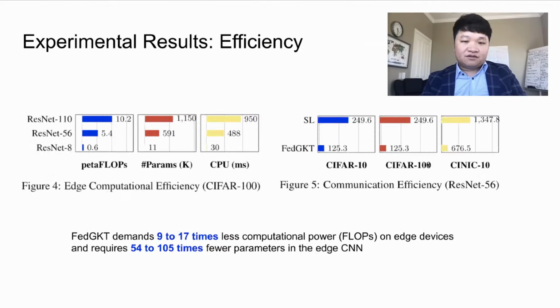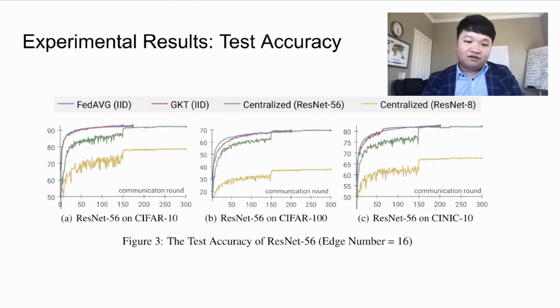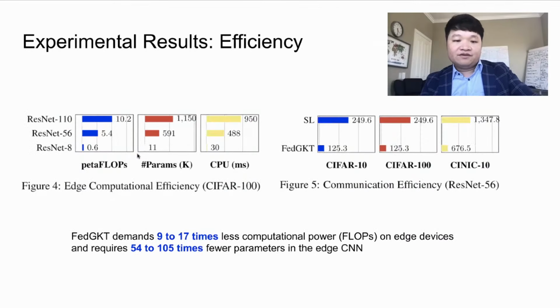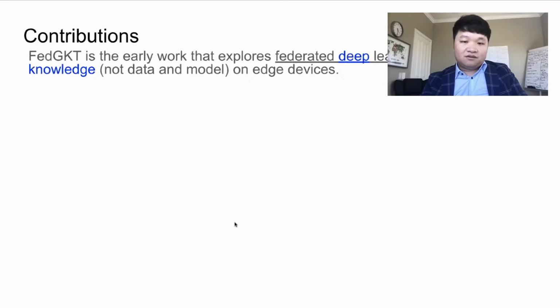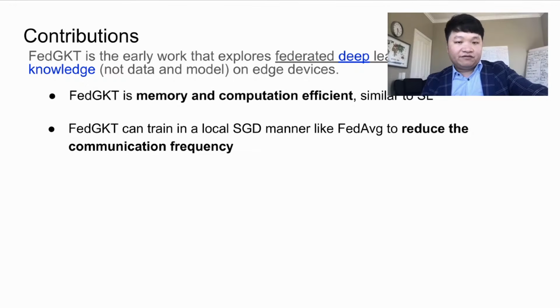And so let's look at the benefit of the FedGKT framework. It can achieve similar accuracy. And the most significant benefit is that it requires much less resource on the edge devices. You can see it requires 10 times less computational power on edge devices and also requires much less communication than split learning. So let's summarize the FedGKT research.